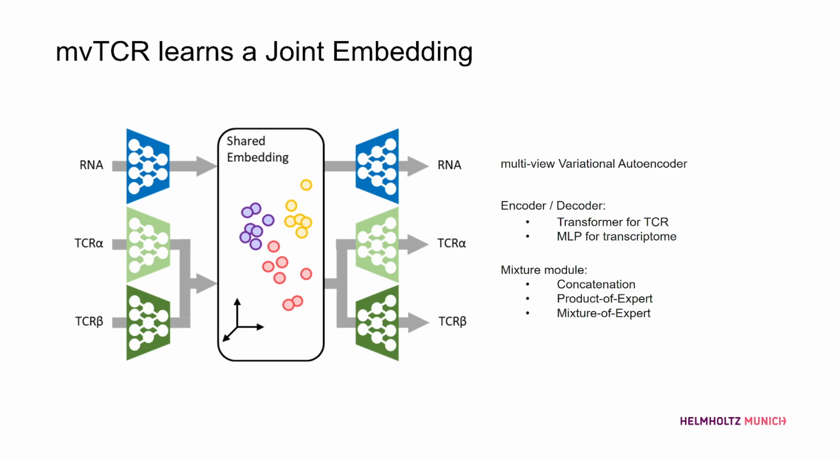That is a deep learning model which is based on a multi-view variational autoencoder and learns a joint representation of both modalities. Per cell, it receives as input the count data for the transcriptome and the CDR3 alpha and beta region representing the T-cell receptor. Here we're using encoding networks, transformer architecture for the T-cell receptor, and multi-layer perceptron for the transcriptome data to obtain a lower dimensional representation of both modalities. This is then in turn fused via the mixture module to a shared representation.